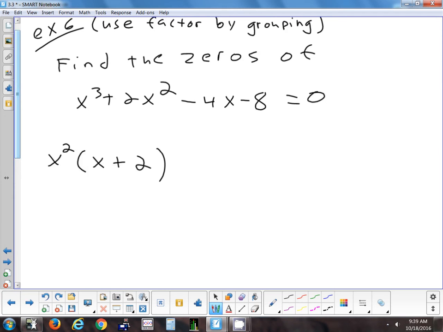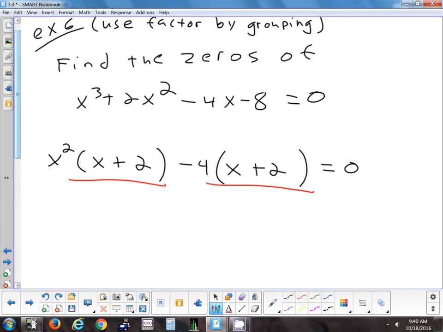What do the last two terms have in common? Negative 4. And if I factor out a negative 4 from a negative 4x, I'm left with an x, and negative 4 times what is negative 8? Positive 2. So now I look at what these both have in common: x plus 2, x plus 2.